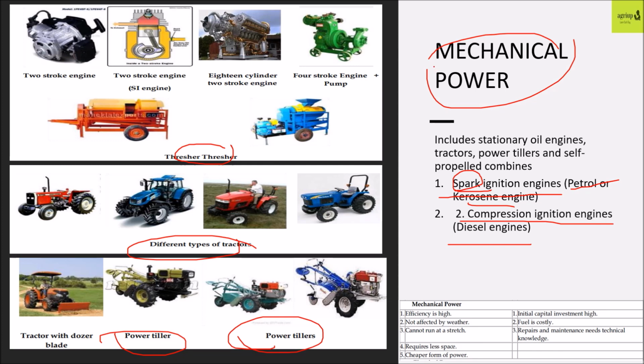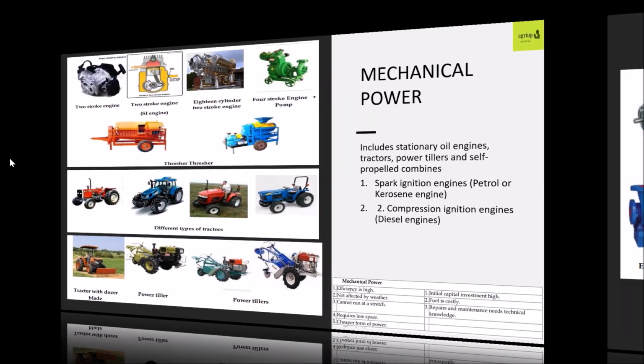These are all mechanical sources of power. Their fuel cost is obviously high, initial investment is high, but efficiency is also very high. The time taken by mechanical power compared to work done by animal or human power is very, very less. It is not affected by bad weather conditions. It is a cheaper form of power, requires comparatively less space, and is good in terms of the initial effort being put in. Then we have the next power, that is electrical power.